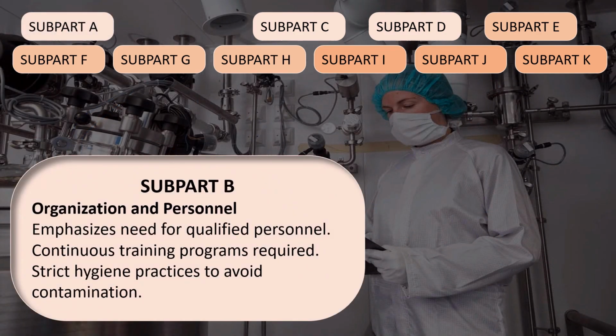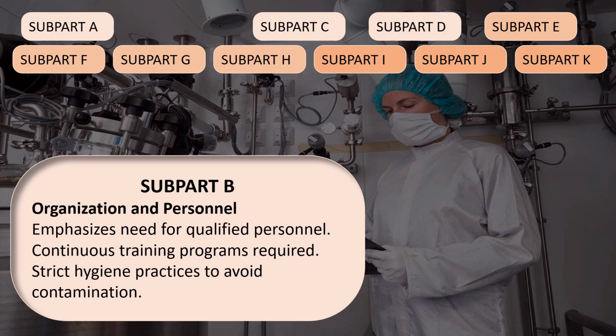Subpart B, Organization and Personnel. This subpart contains rules and regulations that must be followed by the organizations and the persons working in that organization for maintaining quality and following cGMP guidelines. For example, as per Subpart B 211.22, responsibilities of Quality Control Unit are, A.